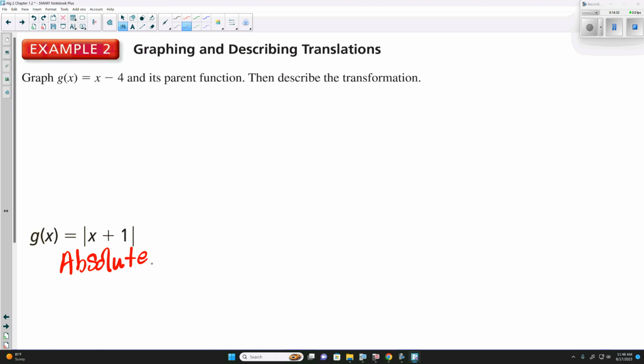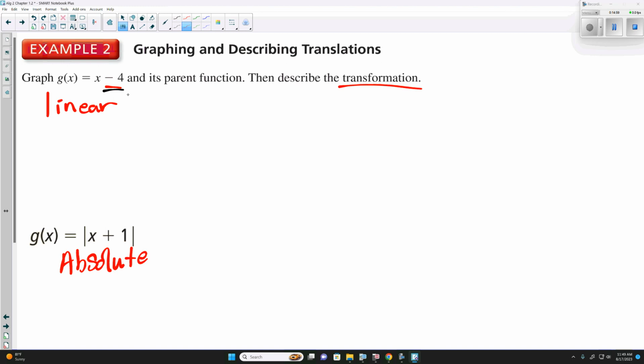But this one up here, x minus 4, just has an x, yes? And the only linear. So this is a linear function. Now we need to describe the transformation that occurs from its parent function, f of x equals x. Well, the main thing it has is this, minus 4, yes?